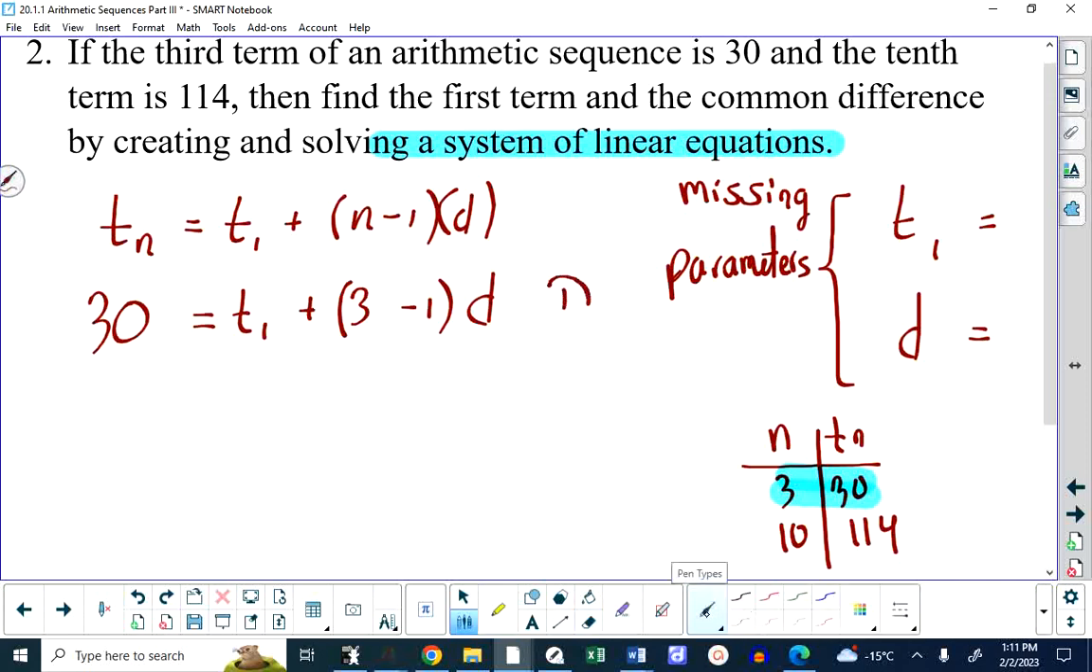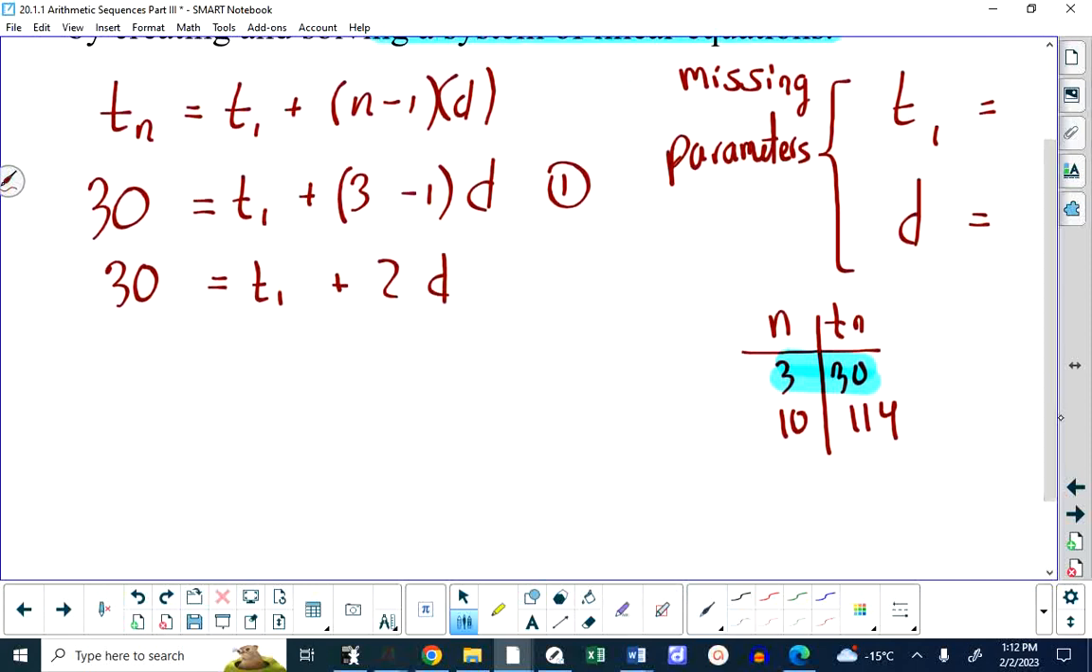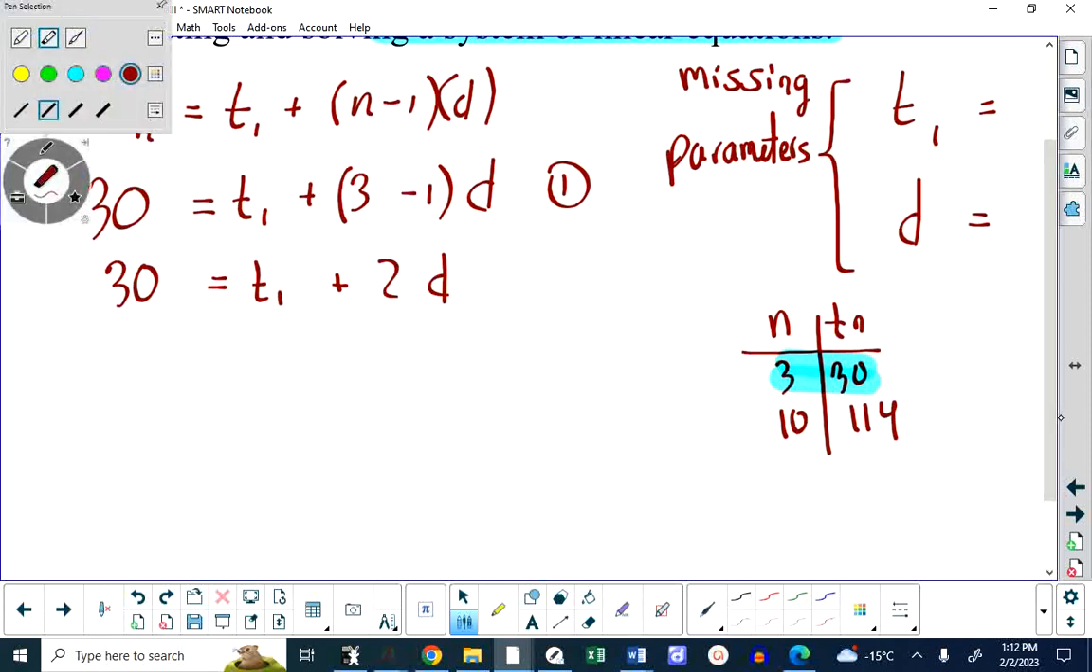As equation 1. In fact, let's do something with it. Let's write 30 equals T1 plus 2D. I mean, isn't 2 a lot simpler than writing 3 minus 1? I think. Let's do the same thing now with the second pair of numbers.